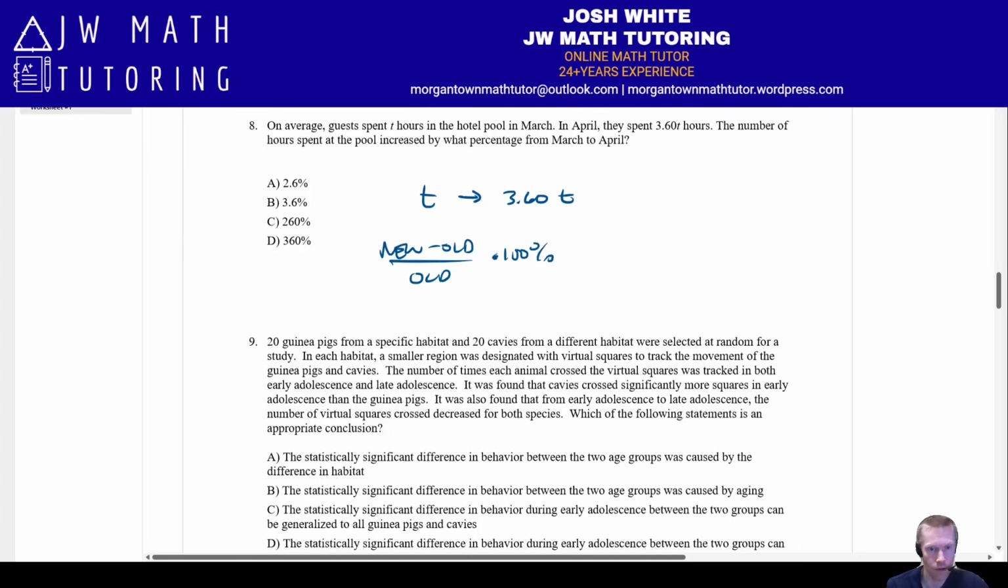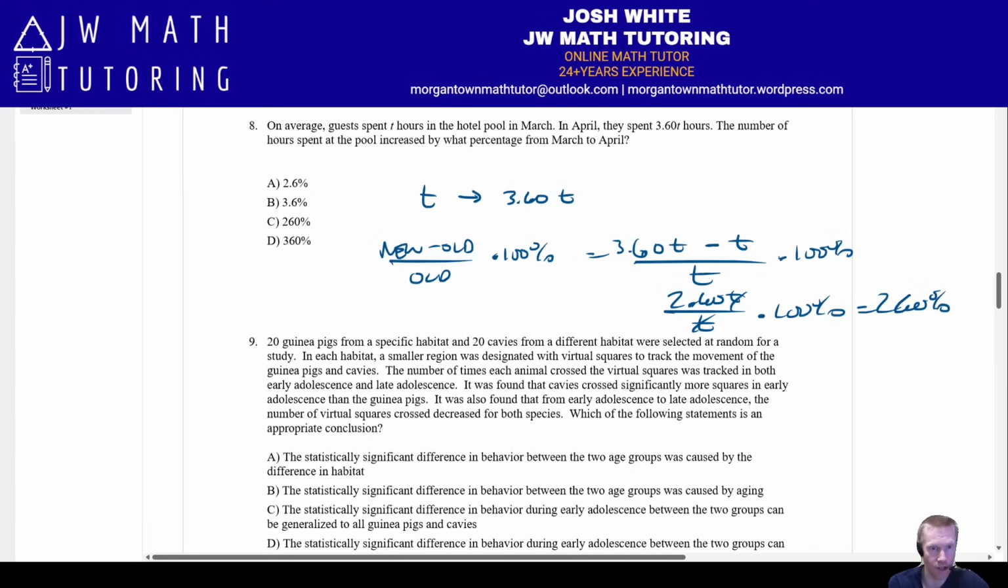I mean, percentage increase or decrease, depending on which way the value is going. So here, it's just 3.60T minus T over T times 100%. On the top, you get 2.60T over T. Well, the T's just cancel out. Therefore, you get 2.60 times 100. It is 260%. The correct answer for this one is letter C.